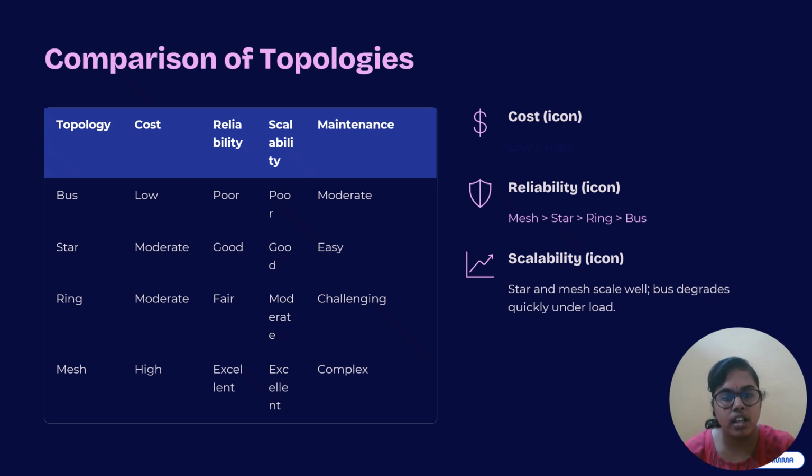Ring topology is moderate in cost, fair in reliability, and moderate in scalability, but very challenging in maintenance. Mesh topology is high in cost, excellent in reliability and scalability, but complex in maintenance. Scalability: star and mesh scale well, bus degrades quickly under load.